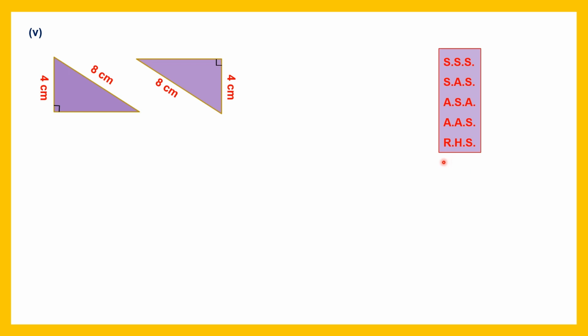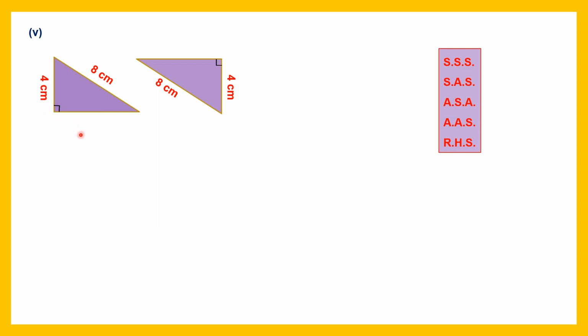So the first part, right angle, both are right angles. Now let's look at the hypotenuse. Hypotenuse is the side opposite the right angle. The hypotenuse here is 8 centimeter, and for this triangle also the hypotenuse is 8 centimeter. So even that is equal. Now look at the other side. The other side is 4 centimeter, and here also it is 4 centimeter.